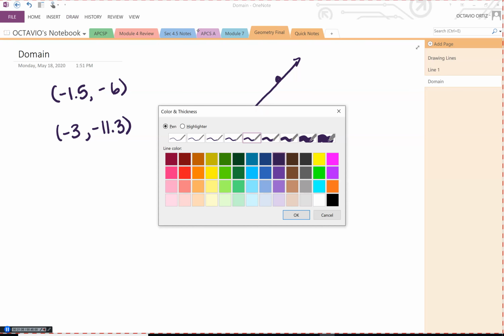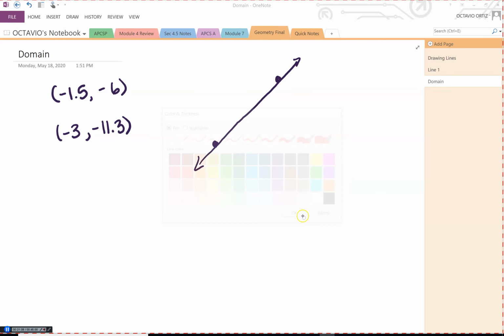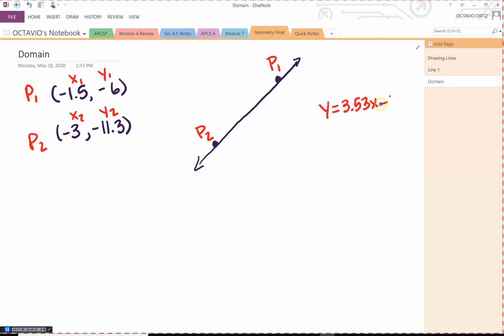Let me change the color here for a minute. We have x1, y1, and x2, y2. It just so happens that the way it's been drawn, this is point 1, and this is point 2. Point 1, point 2, right? The equation of my line is y equals 3.53x minus 0.71. Now, let's talk a little bit about domain.